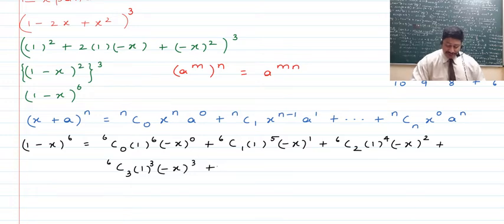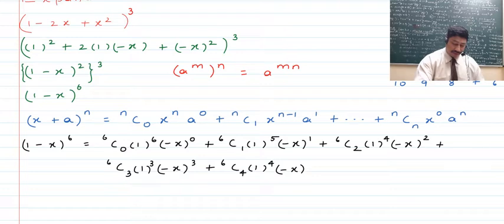The next term, children, is going to be 6C4. You have 1 raised to the power, not 4, but the difference of 6 and 4, that is 2, and we have times minus x raised to the power the suffix, that is 4.